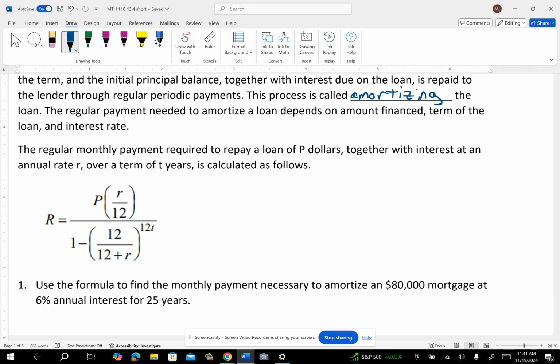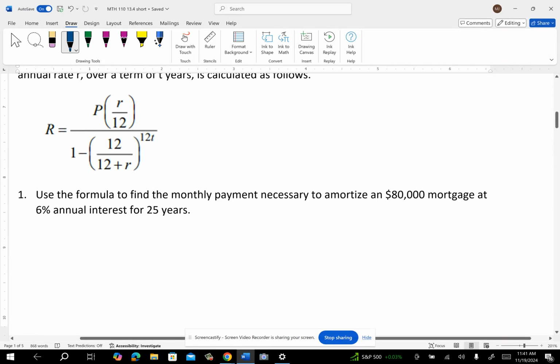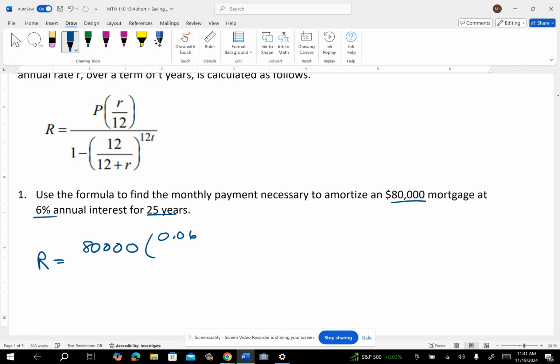All right, so let's take question number 1. Let's use the formula to find the monthly payment needed to amortize an $80,000 mortgage. So you took out a loan amount for $80,000. The house might have been priced higher than that, but you already paid a down payment. And then 6% annual interest, 25 years. So to get the regular monthly payment, you're going to plug in the $80,000 for P. You're going to put in the 6% as a decimal where R goes. So remember how that's 0.06. That gets divided by 12.